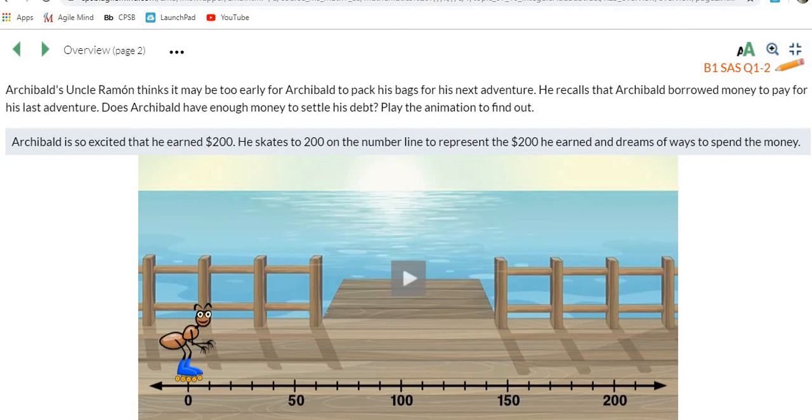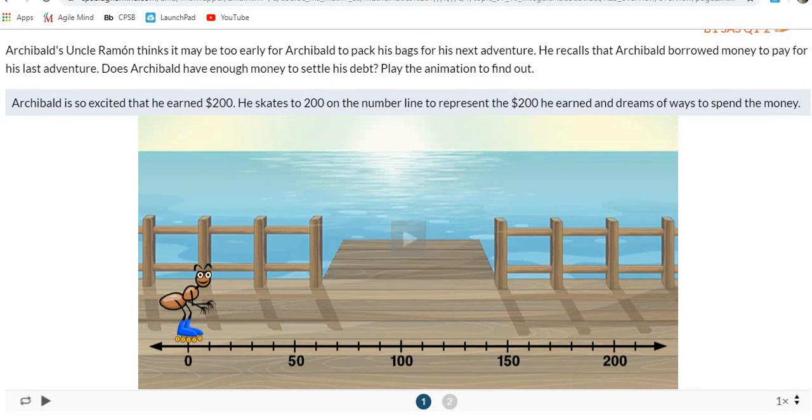It says to hold up a minute, because Archibald's Uncle Raymond thinks that it may be too early for Archibald to plan a trip, because he remembers that he borrowed money from him and has not settled his debt. What does debt mean? Money. Thanks for raising your hand. Money that you owe. So he has debt to pay with his uncle.